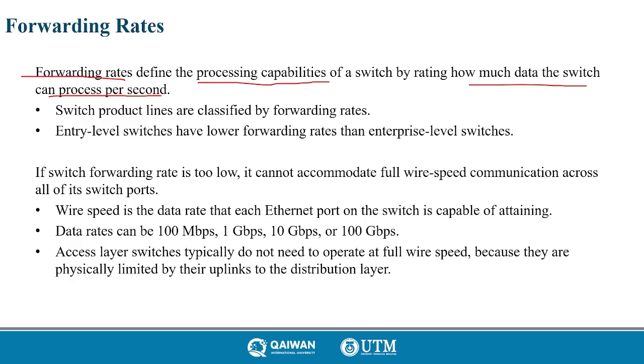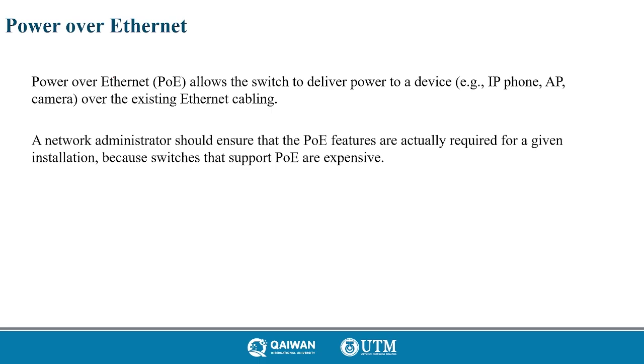The wire speed is the data rate that each Ethernet port on the switch is capable of attaining. Now, this is the point that I talked about. The wire speed is a data rate, and data rates can be 100 megabits, 1 gigabit, 10 or 100 gigabits. So from 100 megabits to 100 gigabits. Now, access layer switches typically do not need to operate at full wire speed because they are physically limited by their uplinks and the distribution layer.